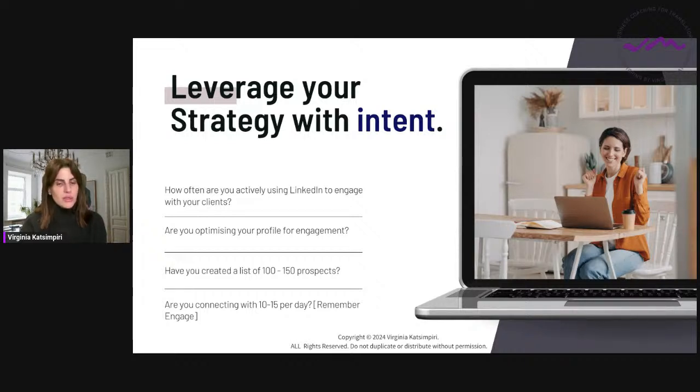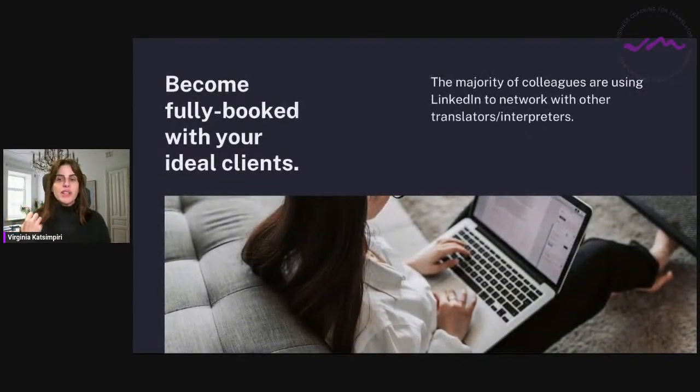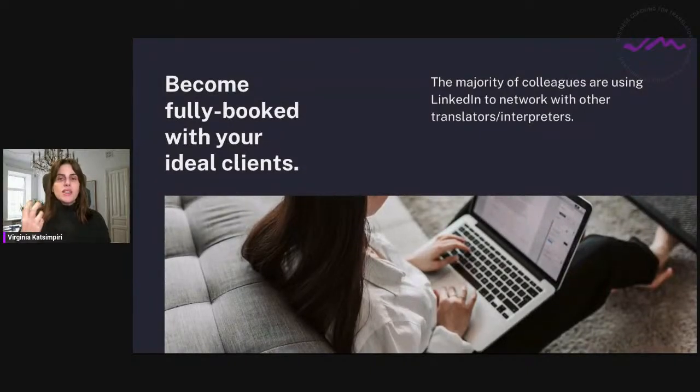Are you connecting with them by 10, 15 per day? Remember, engage. That's also engagement. Strategy means that we have set up our calendar, our day schedule, maybe weekly, if you cannot do that on a daily basis, to contact a specific number of people. We need that number so as to be able to keep growing our business, but also to be able to receive that conversion rate. What does that mean, conversion rate?